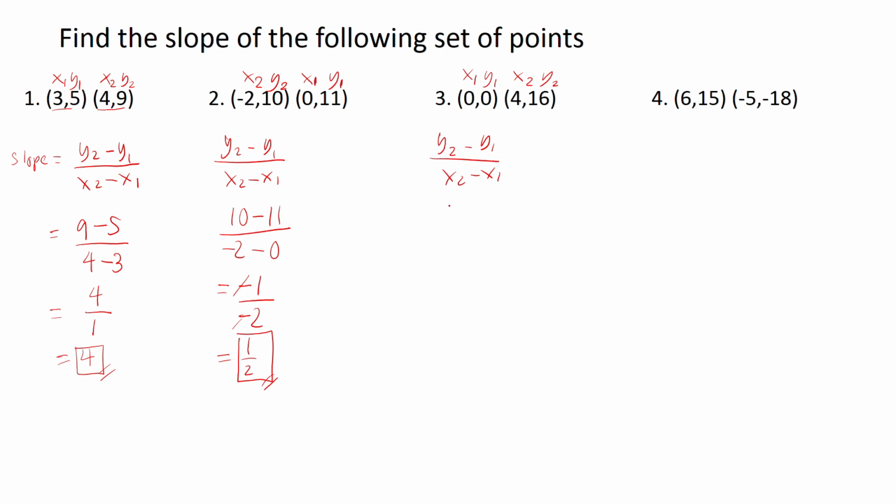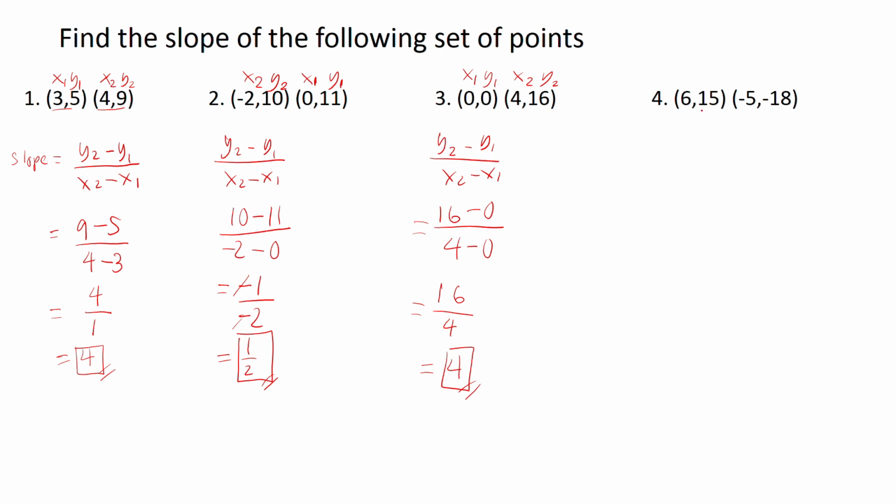Now, let's substitute the values. What's the value of y sub 2? That is 16. What is the value of y sub 1? That is 0. All over, what's the value of x sub 2? It is 4. What's the value of x sub 1? That is 0. Continuing, what is 16 minus 0? Obviously, that is 16. 4 minus 0? Obviously, that is 4. Now, what is 16 over 4? I hope you know this. The answer here is also 4. So our slope for number 3 is 4.